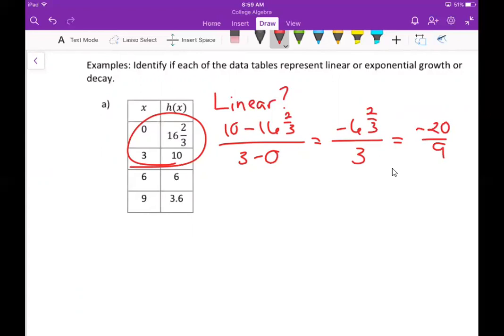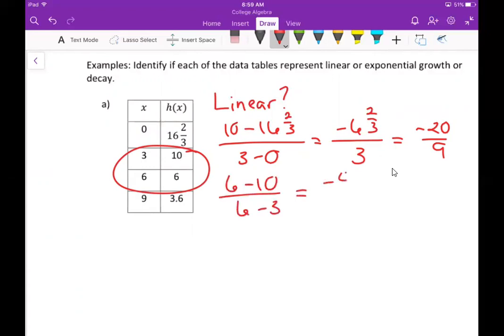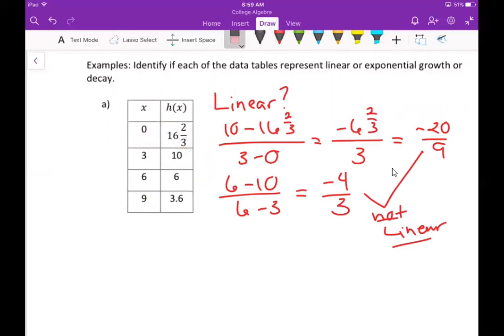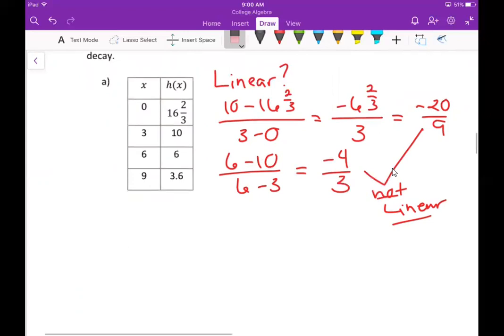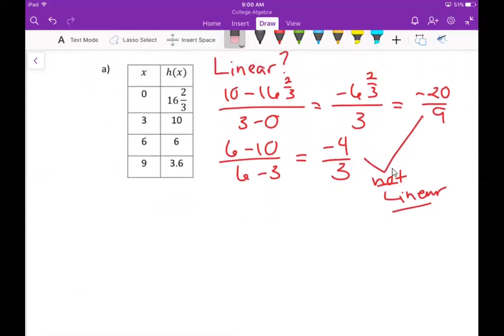Always use the simplified fraction because you want to make sure you don't have a rounding error and end up saying it's linear when it's not. Okay? Once you do the first 2 points, move on to the second 2 and see if that slope is consistent. Here then we'd have 6 minus 10 over 6 minus 3. That's negative 4 over 3. And right there we can see that this is not linear because the slopes are not equal. We have to have a constant rate of change, and that's not a constant rate of change already, so it's not linear. So then we would move on to say, okay, is this data exponential?